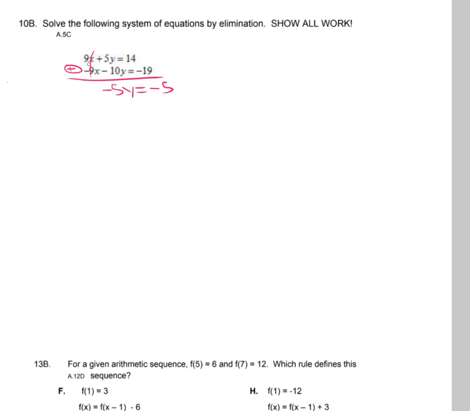As you can see, my x's have dropped out now, so I can solve for y, which is what I want to do. I'm going to do that by dividing by negative 5 and dividing by negative 5. And I get y is equal to 1. So when you have y is equal to 1, at this point, I have half of my answer, but I don't have my full answer.